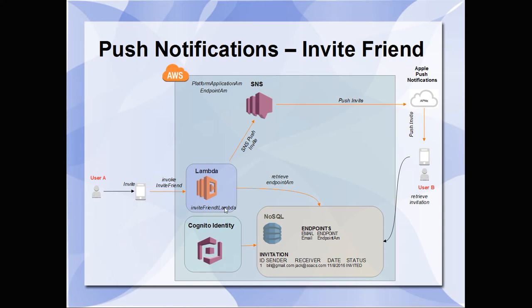So this invite friend Lambda says, you want to invite that email address? Let me go get the endpoint ARN. It pushes the invite to SNS. Send a notification with this endpoint ARN. SNS says, let me push the invite to the Apple notification service. The Apple notification service understands how to translate the endpoint ARN to the device token. It understands the relationship. It's part of the application, the SNS communication. So it pushes the invite to the user B.